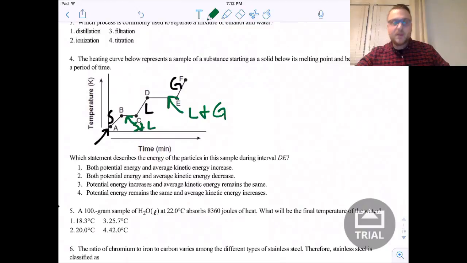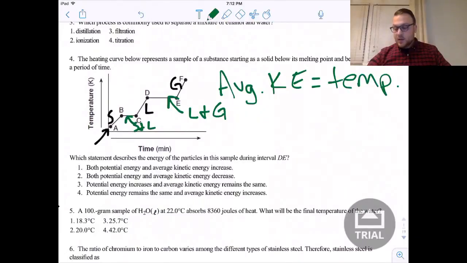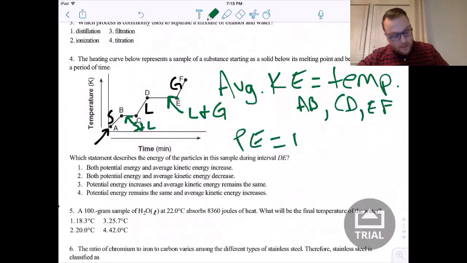In terms of kinetic energy, I'll abbreviate this, average KE is the same as temperature. They go hand in hand. So when you are asked questions about kinetic energy, since kinetic energy is the energy of motion, temperature is involved in the motion of particles because the higher the temperature, the faster they're going to start moving. So your average kinetic energy changes are going to be lines AB, CD, and EF. Potential energy changes are going to be your flat lines, which are BC and DE.